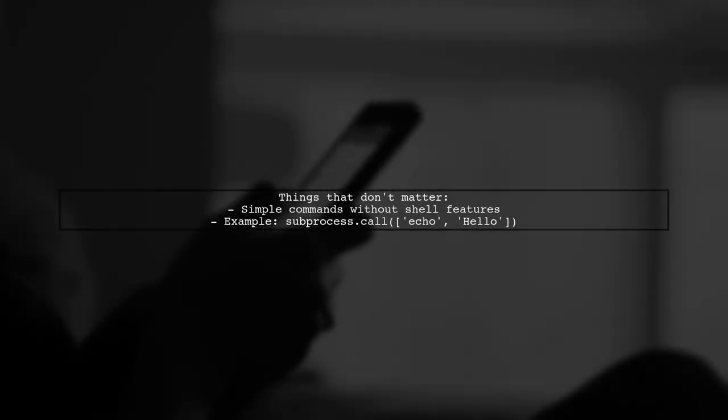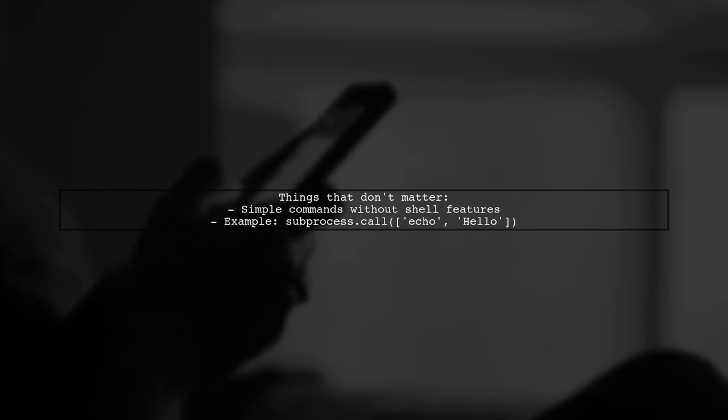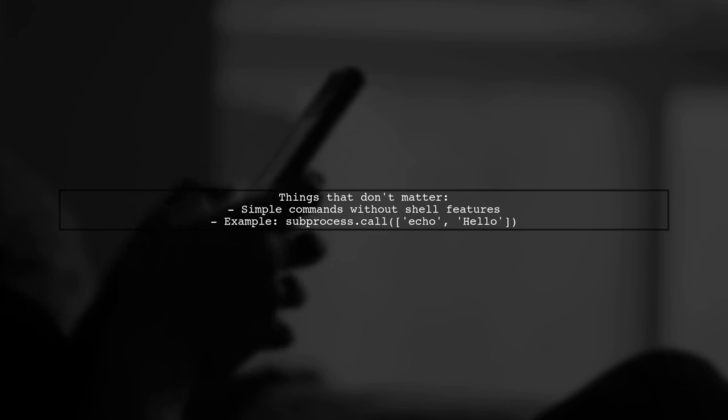Now, let's discuss what can be done with shell equals true that cannot be done with shell equals false. For instance, you can use shell features like piping. Conversely, there are no specific tasks that can only be done with shell equals false. However, using shell false is generally safer and avoids shell injection vulnerabilities.